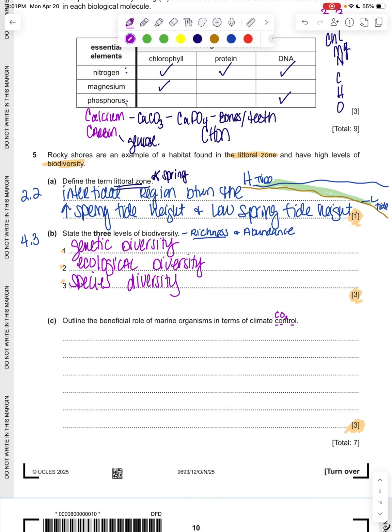So the beneficial role, so we need to frame this as being beneficial, of marine organisms. When they say organisms, it's not necessarily just producers. So we can consider this with plants and with some animals in terms of climate control. So are there any animals maybe that take in CO2 or do something with carbonate ions or carbon ions? The first thing, though, is definitely to think about the producers. Take in CO2, and none of these have to go in this order.